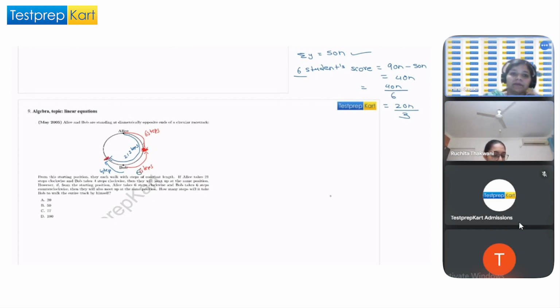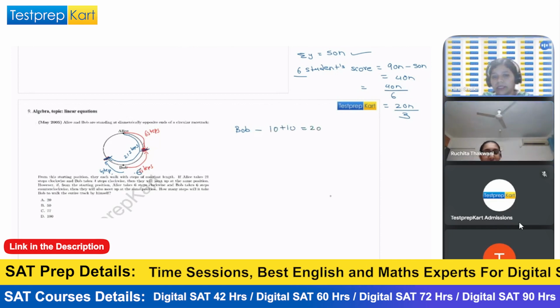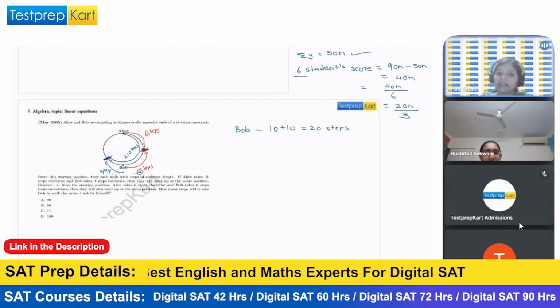See, that means they are meeting diametrically opposite, which means half of the distance. If you check for Bob, Bob is taking 4 steps here to meet Alice, and here Bob is taking 6 steps to meet Alice. That means Bob is covering half of the racetrack, that is 6 plus 4. So Bob is taking 10 steps for half. So for the full racetrack, it will be 20 steps. Now, if the question they have asked is for Alice, then what would be the answer?